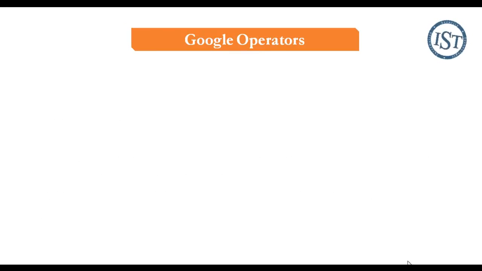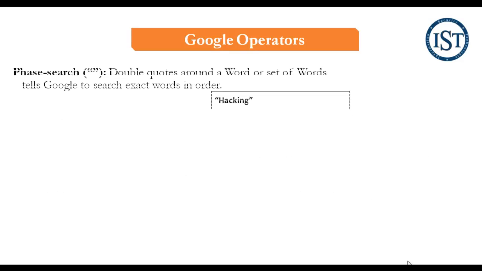Now let us try to understand some of the popular Google advanced operators. The first one is phrase search. We can simply enter a text within double quotes into the search engine, and the search engine automatically tries to find the exactly matching words with the text we have entered.